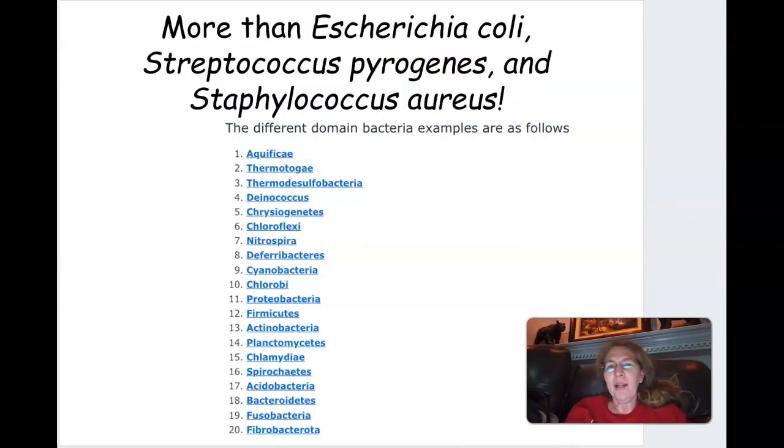And so we've already talked about some bacteria in class. We've talked about Escherichia coli, E. coli. We've talked about Staphylococcus aureus being on your skin. And you should recognize Streptococcus pyogenes, strep throat, pyro being fire. But there are many more bacteria that we don't hear about in our normal everyday lives. So let's take a look into the domain of bacteria.